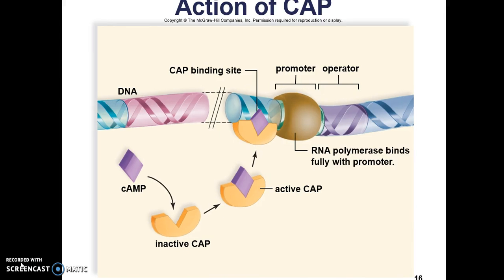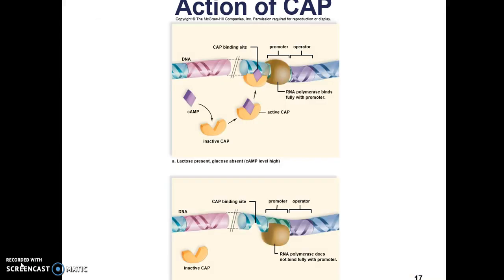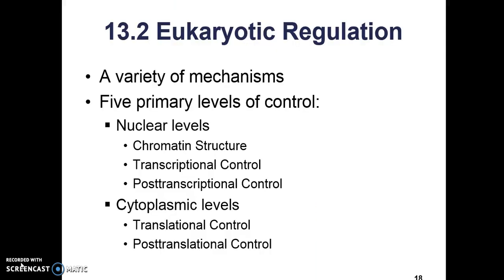And that's when the RNA polymerase binds. Okay, so the top picture is when lactose is present and glucose is absent, and you have a lot of cAMP, cyclic AMP, present. And the bottom picture is lactose present and the glucose is present, so then the cAMP level is low. All right, so now we're going to talk about the eukaryotic cells.